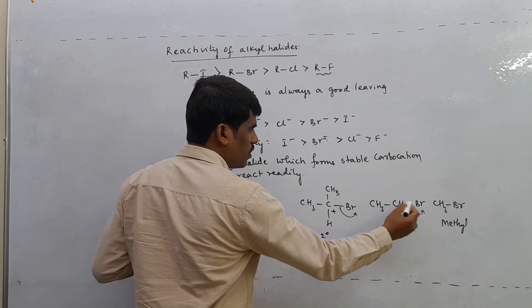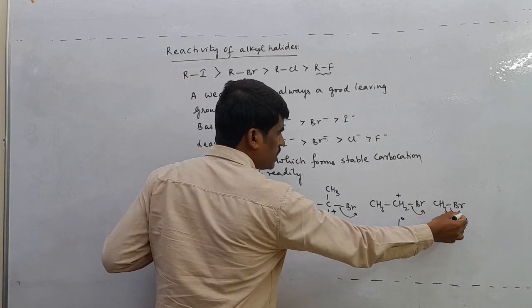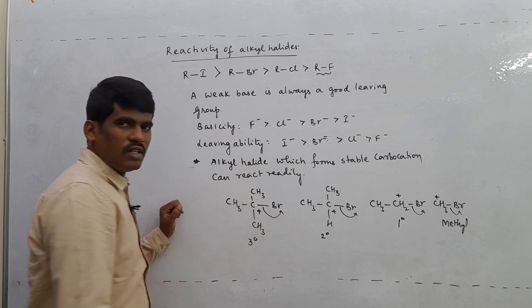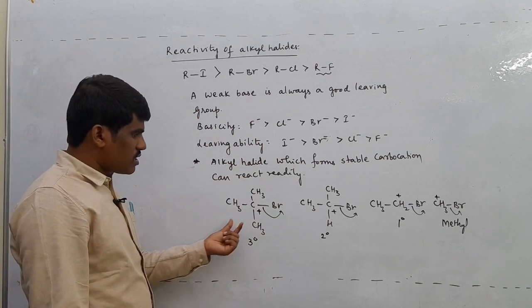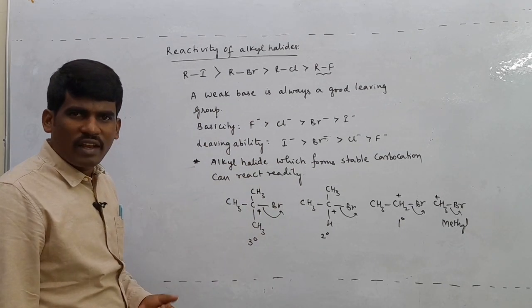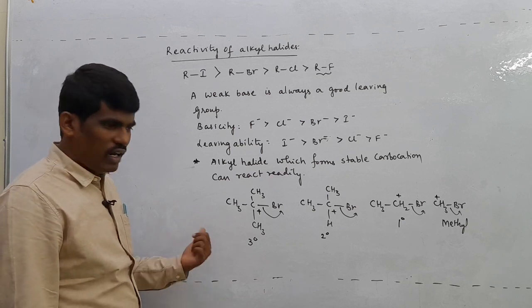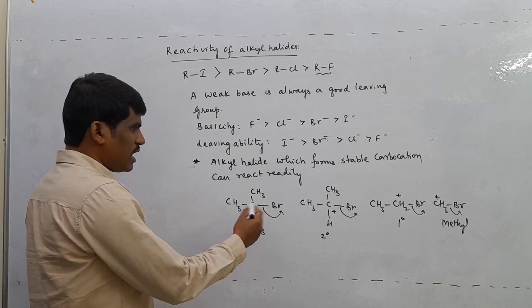If I am going to break the bond here, I am going to get the plus here. Which is the most stable carbocation, children, here? The 3-degree carbocation is most stable. And hence we can say the reactivity of alkyl halide follows the same order.